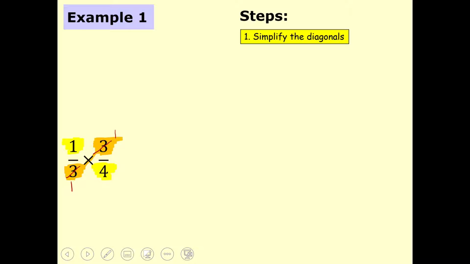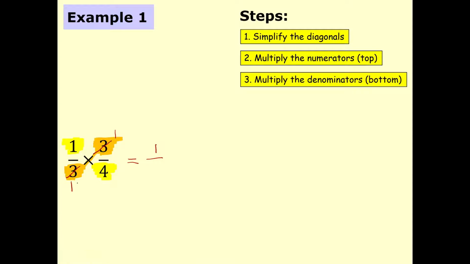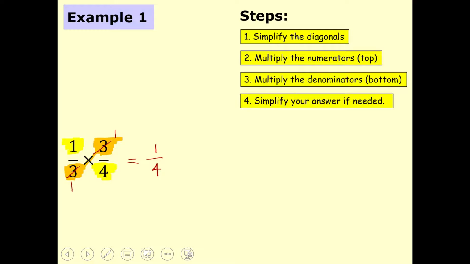And now we can go on to our second step, which is to multiply our numerators together. And this is including the new numerator that you've created with this 1. So 1 times 1 is 1. And then multiply the denominators together. This new denominator that you've created, 1 times 4 is 4. We do have a final step, which is to fully simplify your answer if needed. However, 1/4, we don't need to simplify that any further. And that is your final answer.